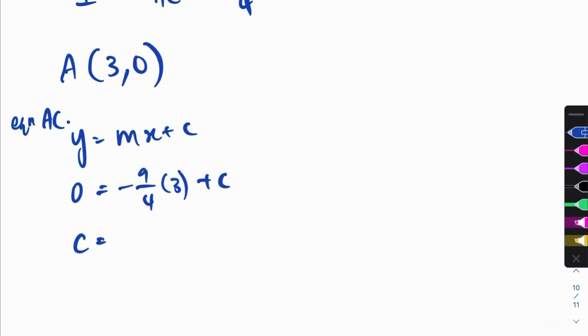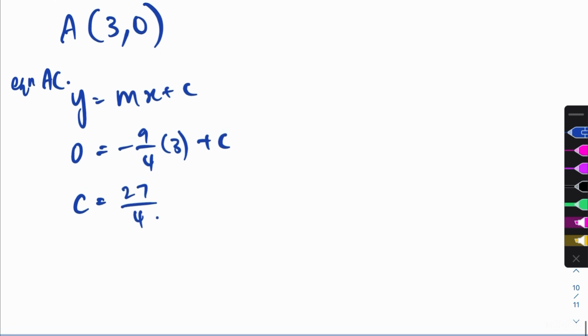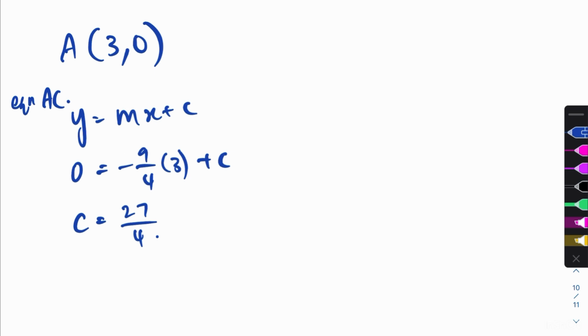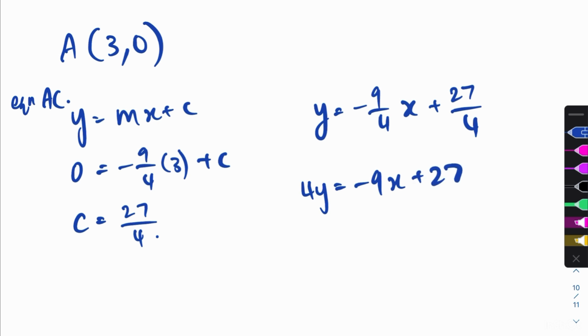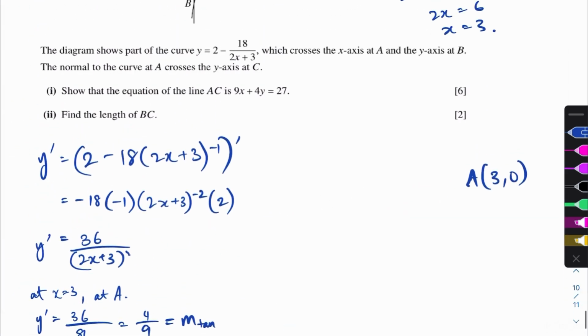So c equals 27 over 4. Okay, so now that we have that, we can go back to y equals, substitute m, which is negative 9 over 4, and then x plus 27 over 4. If we multiply the whole thing by 4, you get 4y equals minus 9x plus 27, which is really close to what they're wanting. 9x plus 4y equals 27.